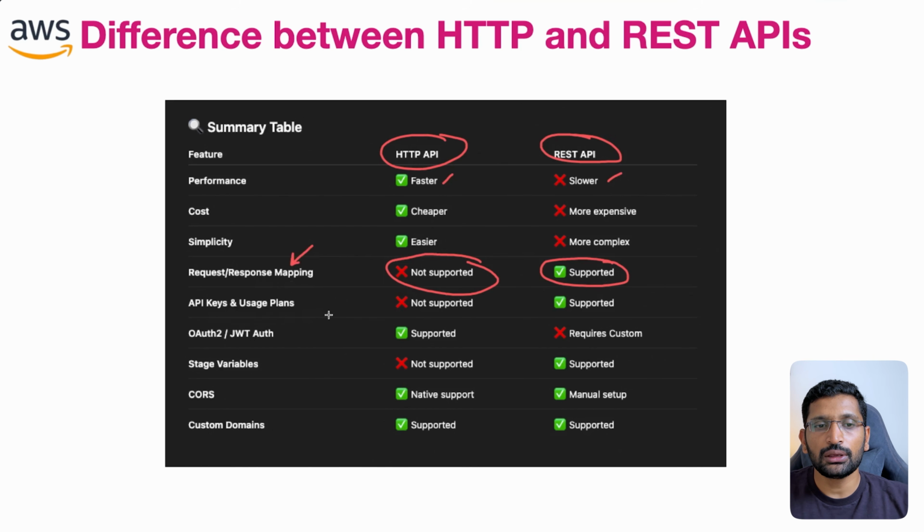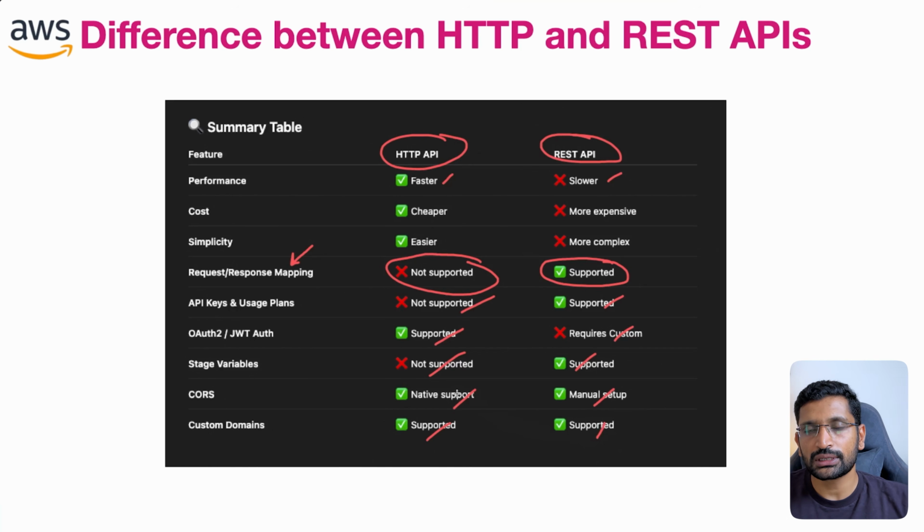Okay, API key uses. So here in HTTP it is not supported, here it is supported. OAuth, it is supported in HTTP but not in the REST API. Stage variable not supported here, but it is supported in the REST API. And CORS, the native support is available here, but there it is a manual support. And custom domain, both are supported. So in general, this is a basic difference between the REST API and the HTTP API.